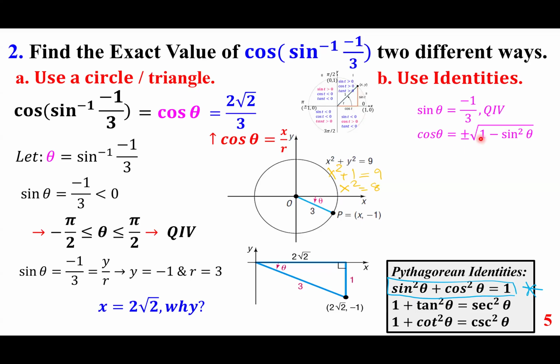only the square root of 1 minus, and replace the sine with negative 1/3. When you square that, you get 1 over 9. 1 minus 1 over 9 is 8 over 9. 8 comes out as 2 square root of 2. 9 comes out as 3. And that's exactly what we got here. Both ways are just as easy. You should be familiar with both methods, everybody.